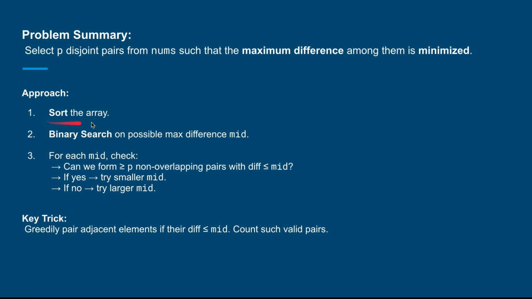So what we will do: first sort the array, then do binary search on the possible max difference mid. Then for each mid, we check whether we can form p non-overlapping pairs with that difference. If yes, try a smaller mid; if no, try a larger mid. Then we check greedily: we look at adjacent elements, and if their difference is less than or equal to mid, we count such valid pairs.